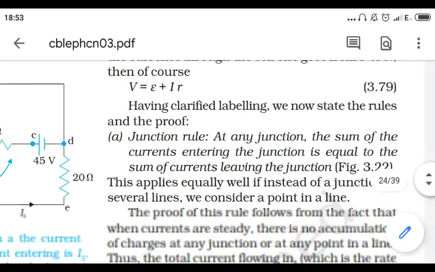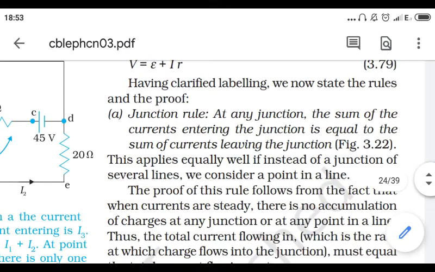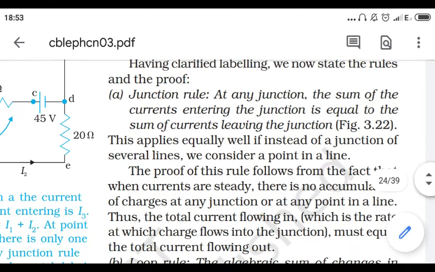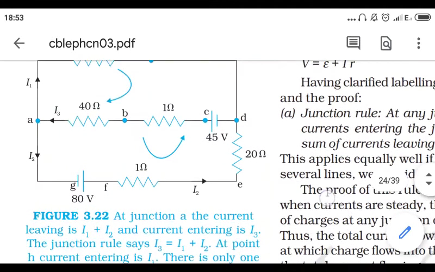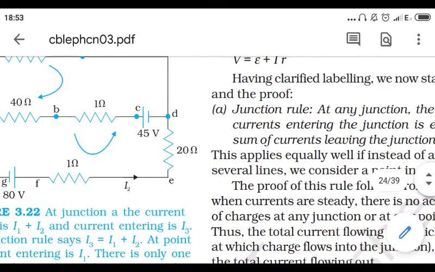This is one example of the junction rule. At any junction, the sum of currents entering the junction is equal to the sum of currents leaving the junction. It means if I3 is toward point A, then I1 and I2 are leaving, so I3 is simply equal to I1 plus I2. You can say it that way also.